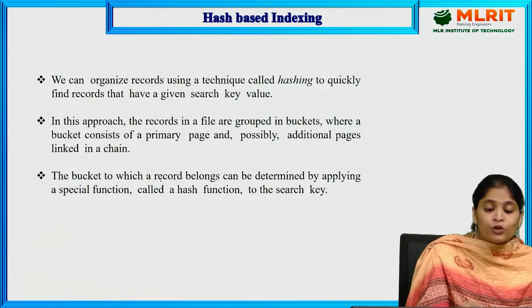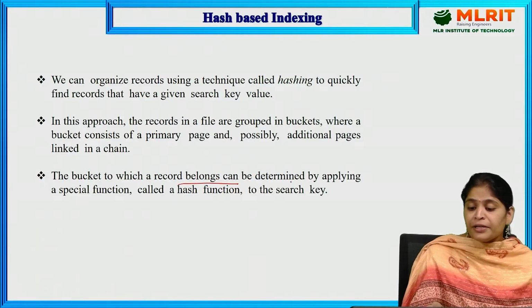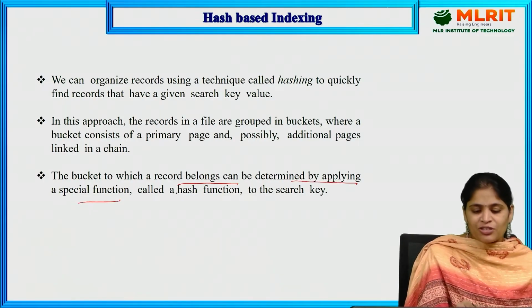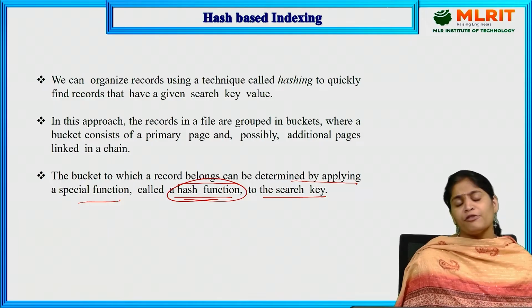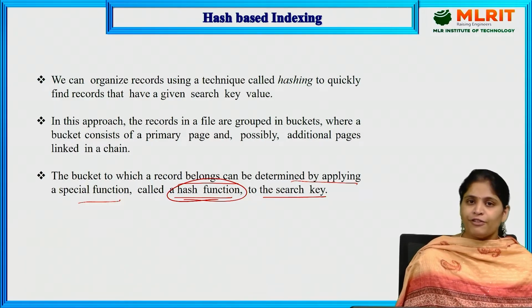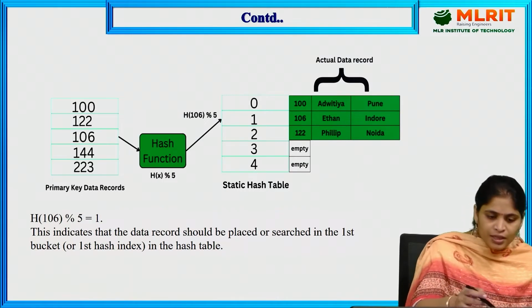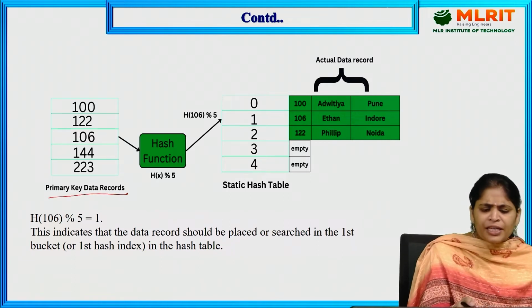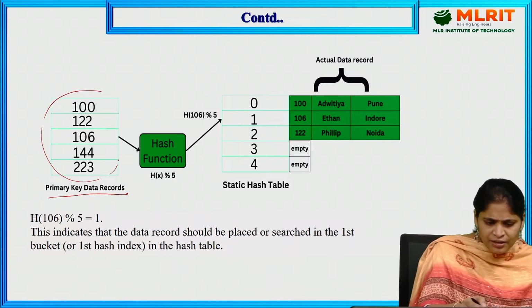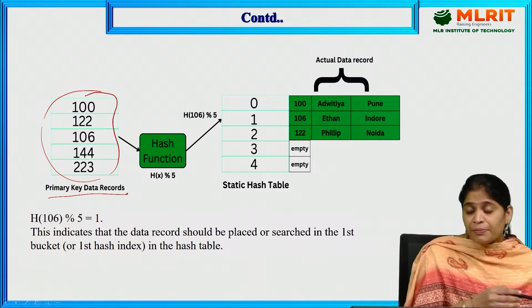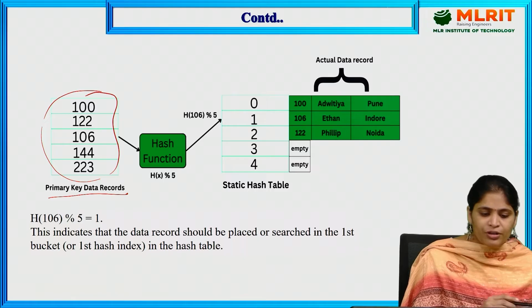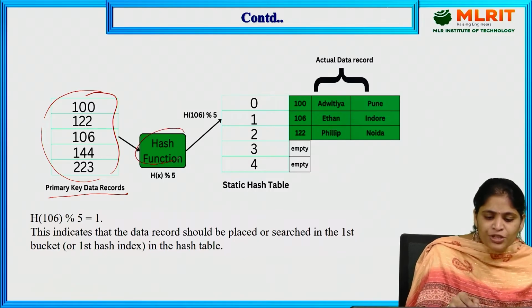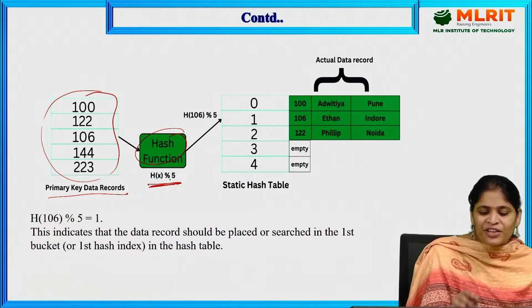Next, the bucket to which a record belongs can be determined by applying a special function called the hash function to the search key. This is what I have explained till now. The hash function can range from a simple mathematical function to a complex one. These are nothing but primary key data records, like the SID 1, 2, 3 I explained in the previous example. Here I have taken some more records. So, what is the hash function here? h of x equals x modulo 5.